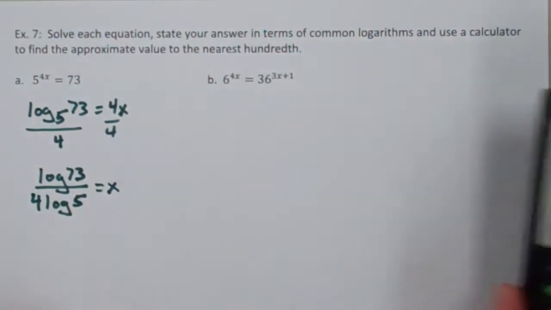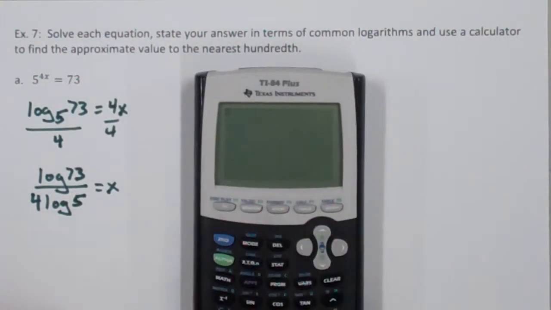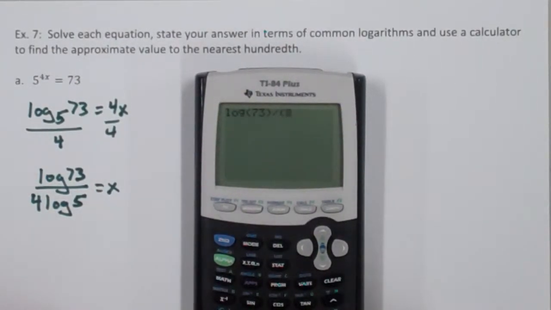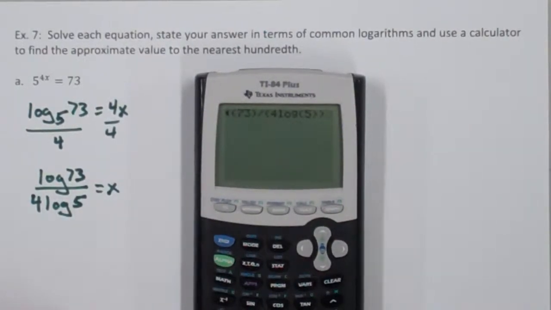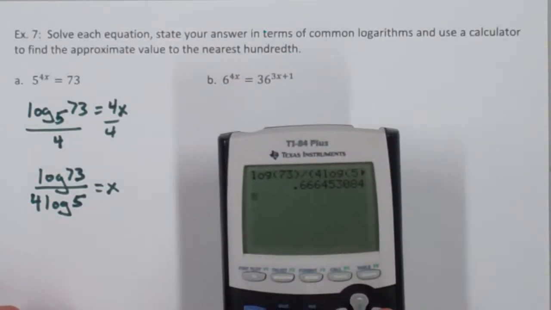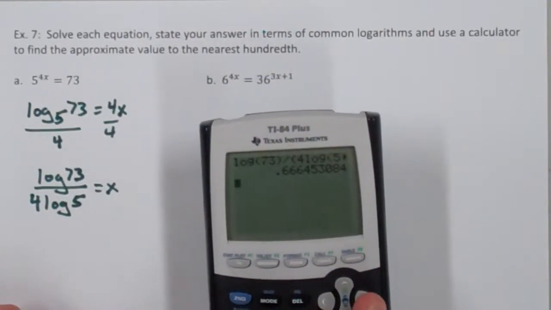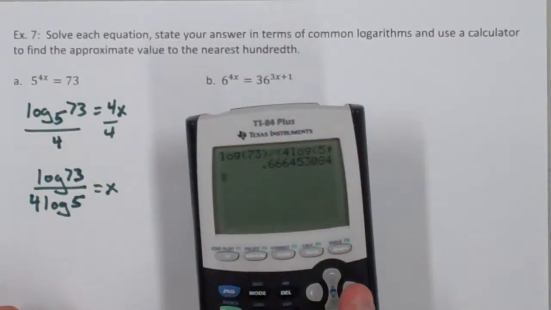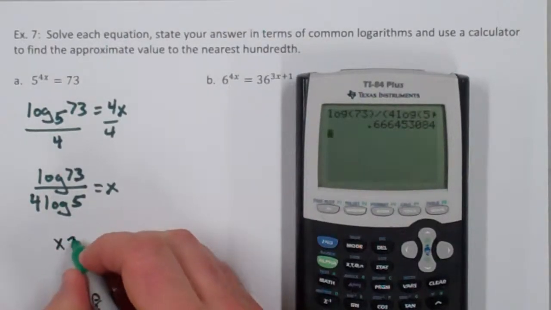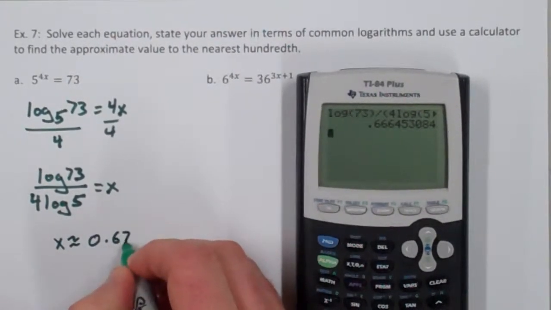If you want to evaluate this in your calculator, we can evaluate this as log of 73 divided by, and if you're going to do this all in one step, you've got to do an extra set of parentheses, log of 5, and we'll close both of those. We'll hit enter and we get about 0.66, and the number to the right of the second 6 is also a 6. So we'll round the 6 up to a 7. So x will be approximately 0.67.